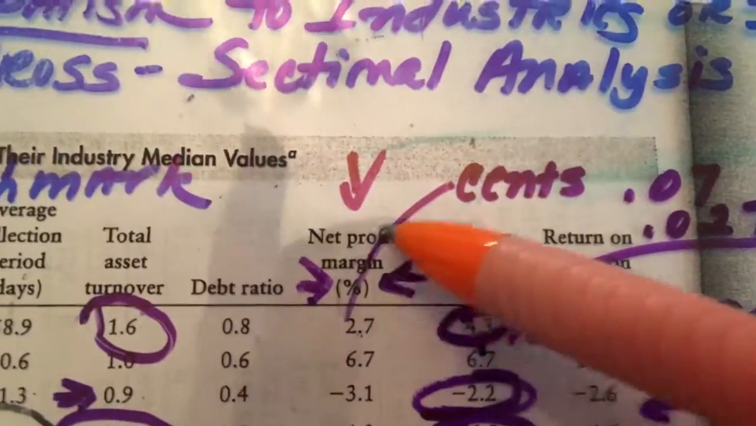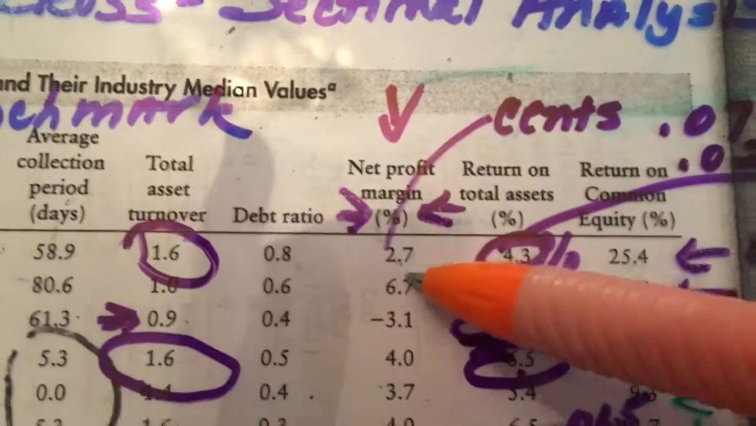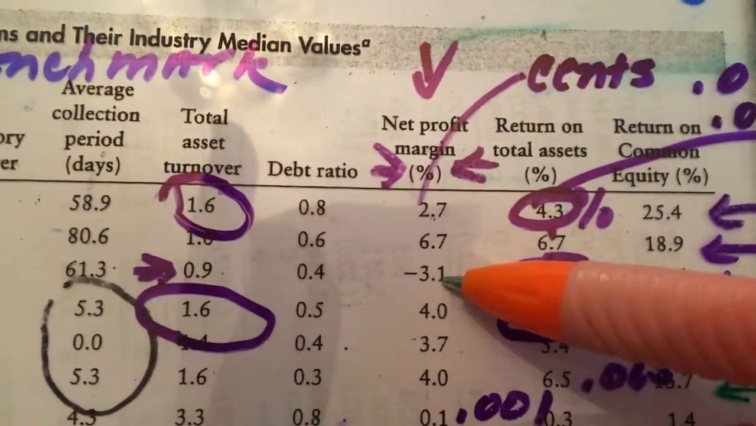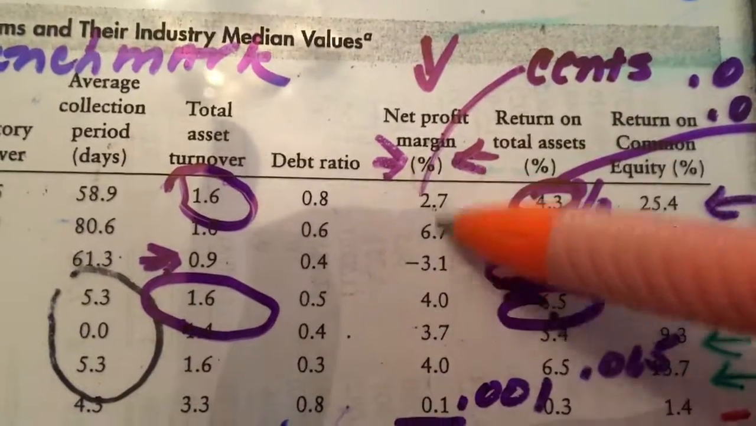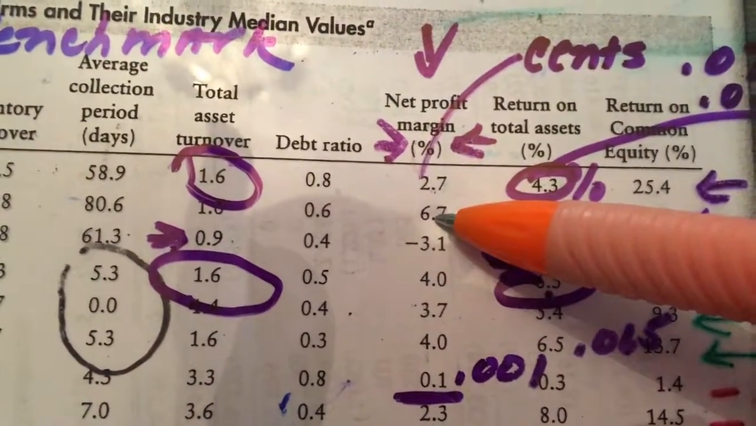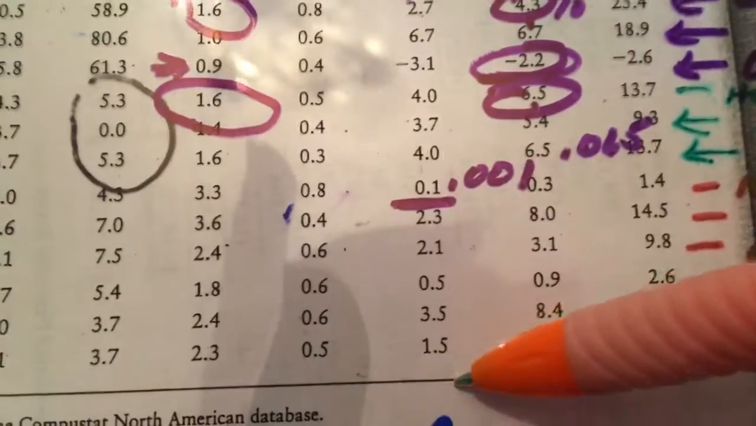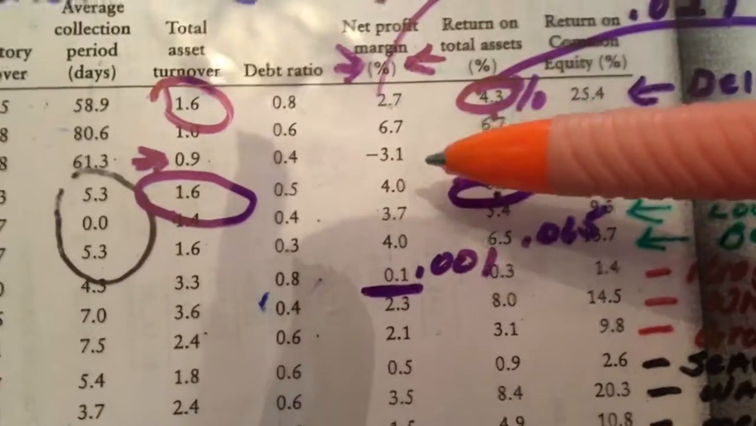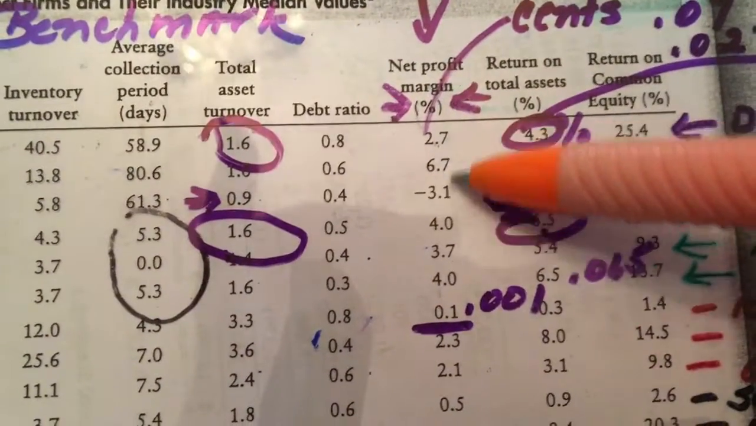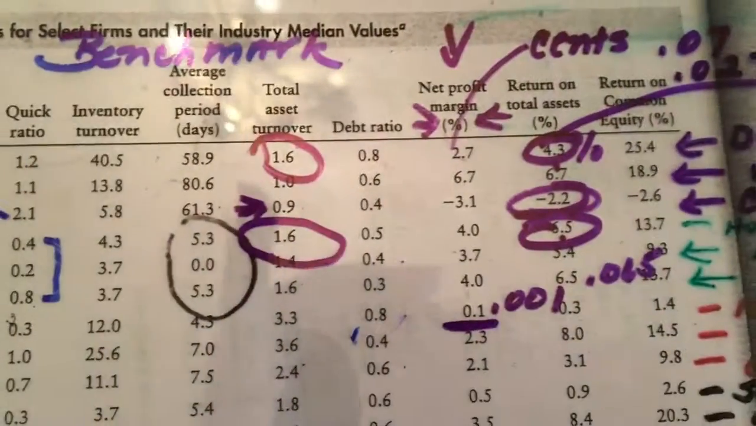So let's take a look and see if we have any benchmarks. Okay, net profit margin here. Notice that 2.7%, 6.7%, 3.1%. So this one in particular is in the range of the one we have, which is 7%. But most of them are lower than the number that we have. Okay, so in this case, this was Hewlett-Packard, almost 7%. So we're doing pretty good as a fastener company.